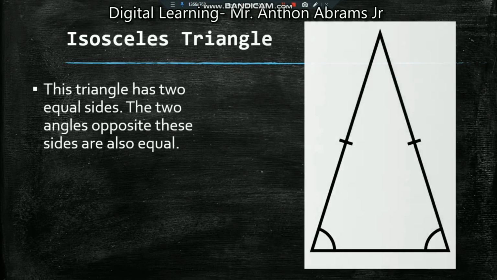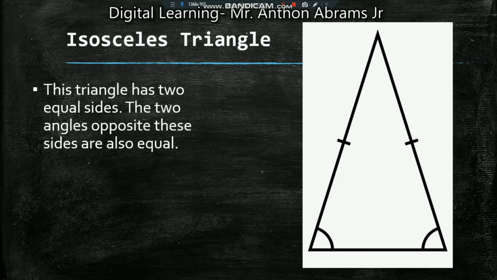The next triangle we're going to look at is the isosceles triangle. This triangle has 2 equal sides. The 2 angles opposite these sides are also equal. Because the sides are equal, the angles will also be equal. How many? 2. Now if we compare the isosceles triangle to the equilateral triangle, the equilateral triangle had 3 equal sides and 3 equal angles. The isosceles, on the other hand, has 2 equal sides and 2 equal angles.